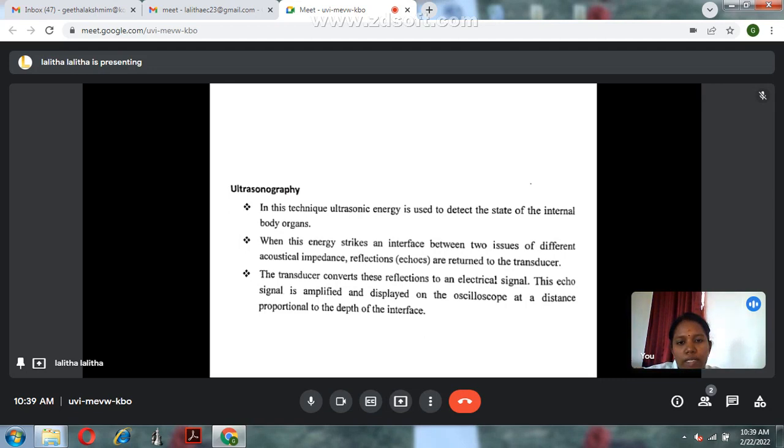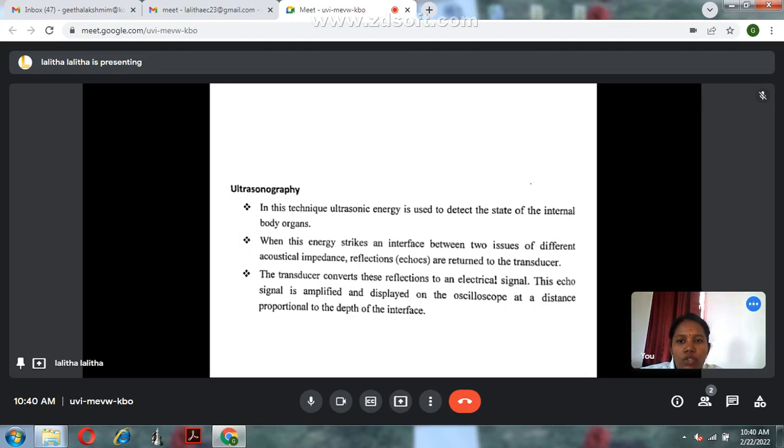When this energy strikes an interface between two tissues of different acoustical impedance, reflections are returned to the transducer. We know the function of a transducer: it can be used to convert one form of energy to another form. So here in ultrasonics, the transducer converts this reflection into an electrical signal. This echo signal is amplified and displayed on the oscilloscope at a distance proportional to the depth of the interface.